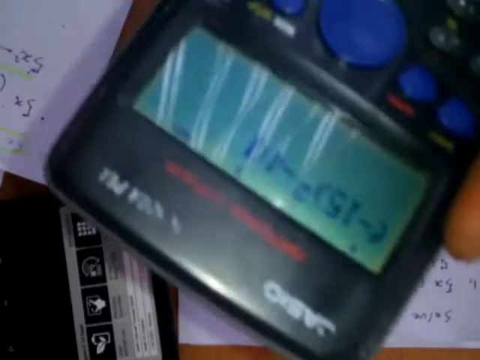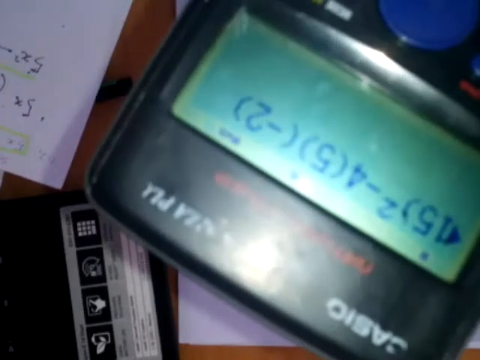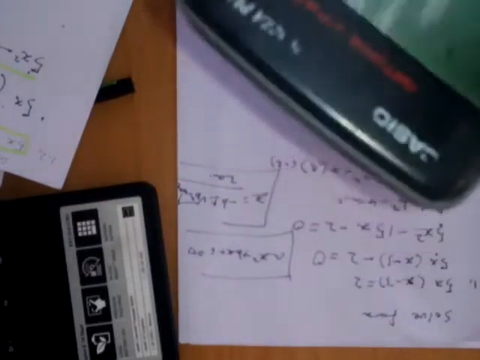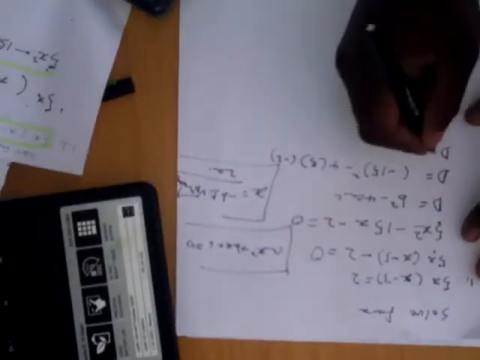Just take your calculator and say minus 15, which is b, squared, minus 4 times a, which is 5, times c, which is minus 2, our constant. The answer is 265. Put that 265 under the square root. Do you see that it remains as a surd? Which means that we are not going to factorize.